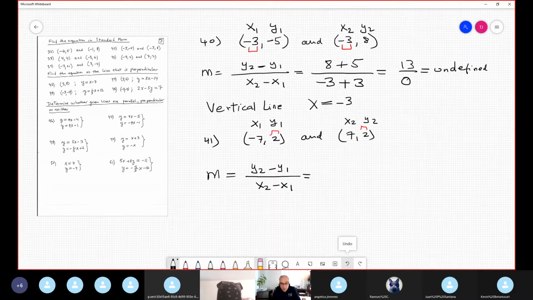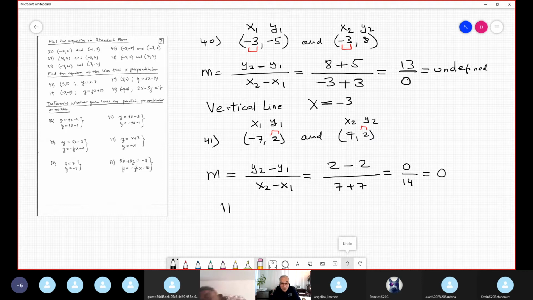Now, let's plug it in. Y2 is 2. Y1 is 2 also. X2 is 7 and x1 is -7, but we have a double minus, so it's positive. So we have 0 on the top. On the bottom we have 14, but I don't care because 0 divided by any number is 0. And when this situation happens, we are in front of a horizontal line.